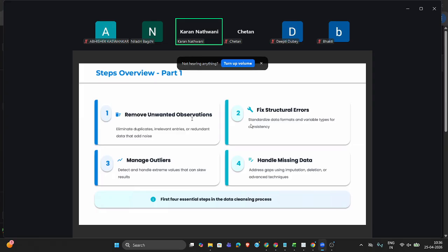Then there is also the possibility that you will have a lot of outliers. I'm going to talk about how to handle the outliers in the next session, maybe tomorrow.